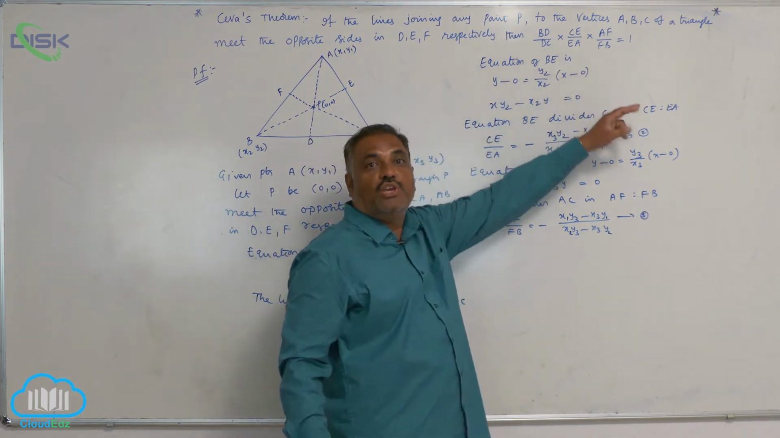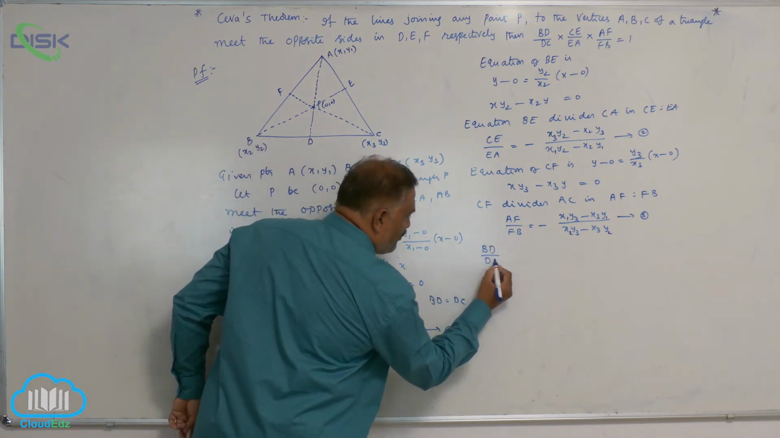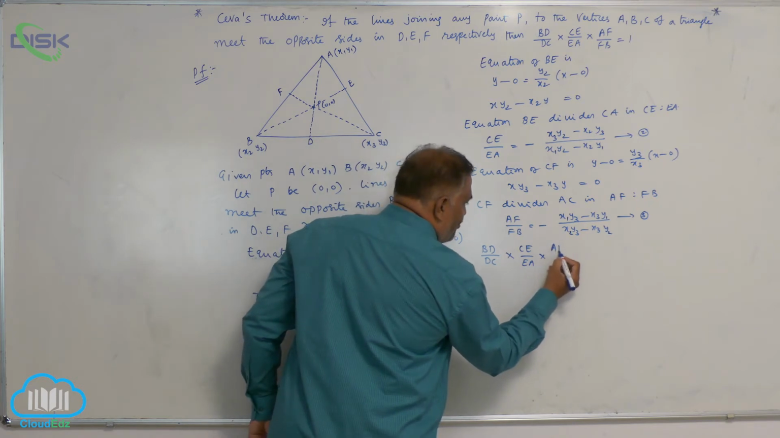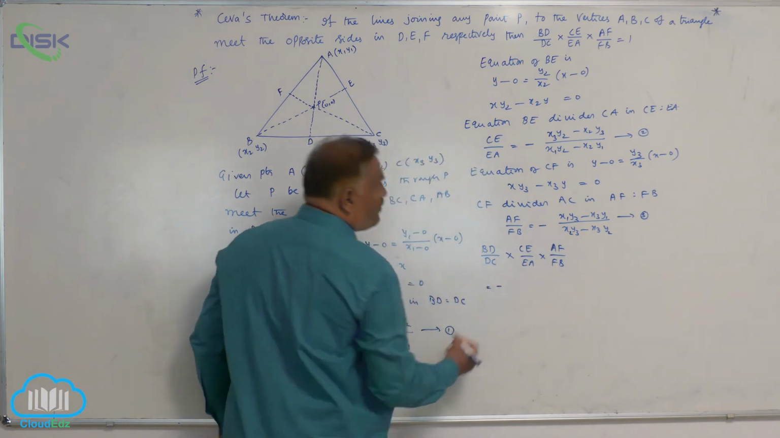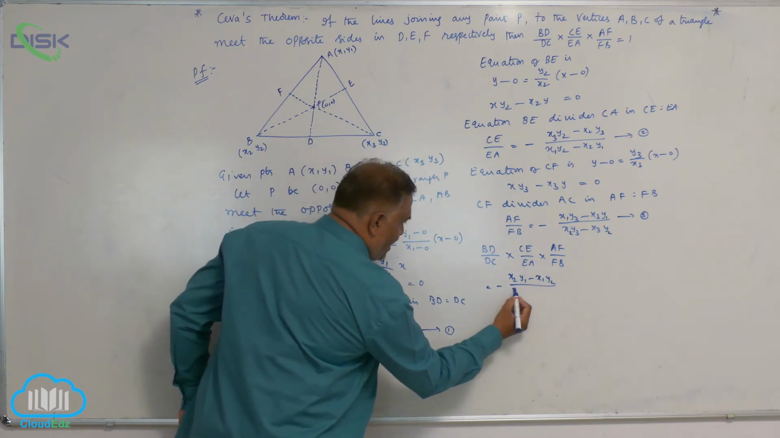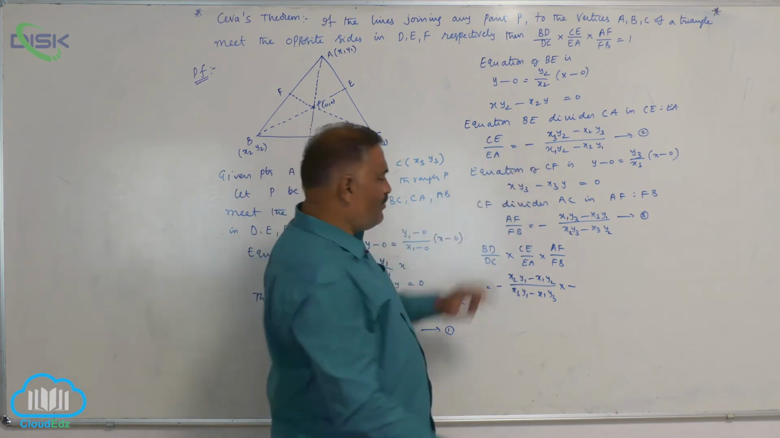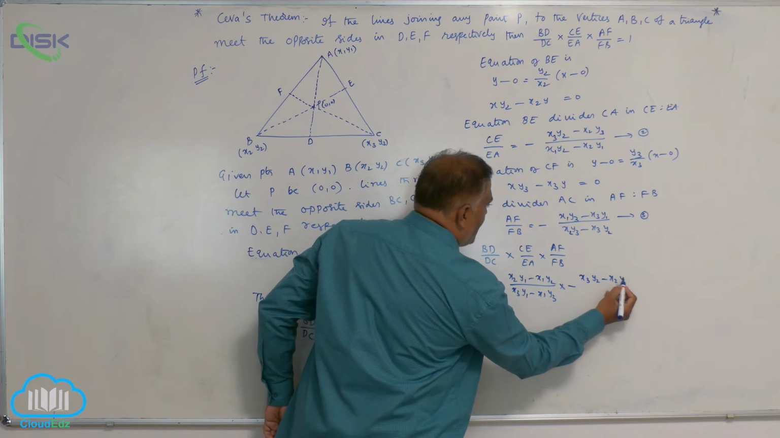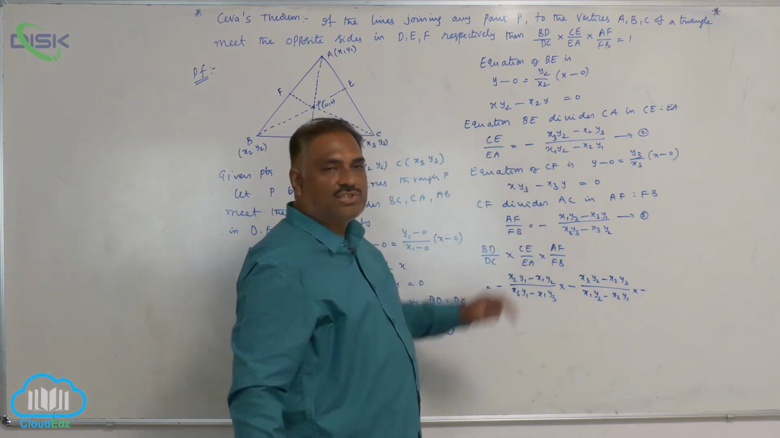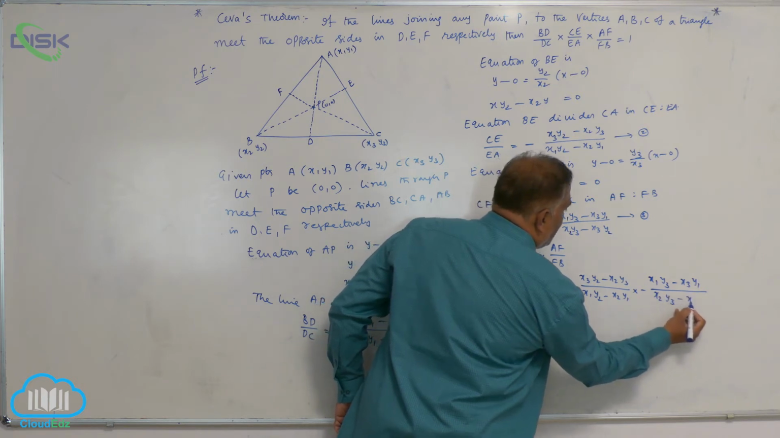Now you have got all three ratios, you need to multiply. Let us multiply. This is the first one, BD by DC, into the second one, CE by EA, into the next one, AF by FB, is equal to minus of x2 y1 minus x1 y2 divided by x3 y1 minus x1 y3, into minus of x3 y2 minus x2 y3 divided by x1 y2 minus x2 y1, into minus of the last one, x1 y3 minus x3 y1 divided by x2 y3 minus x3 y2.